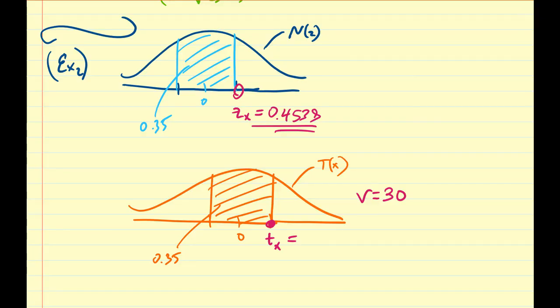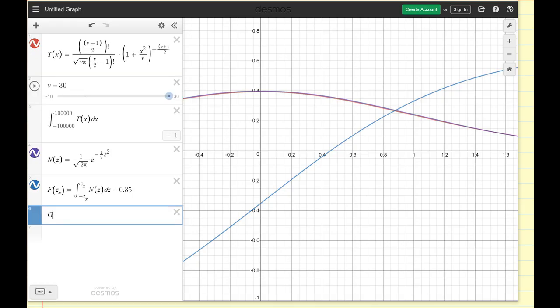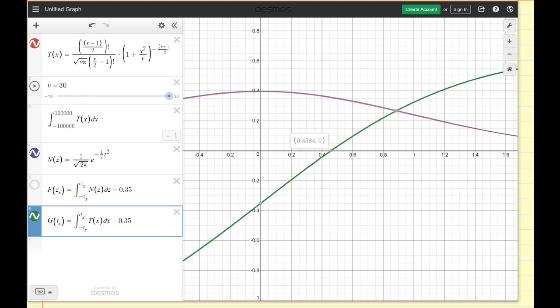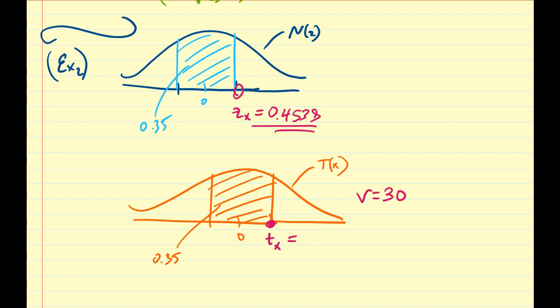Let's see here. Let's define g of t of x. That's going to be equal to the integral from minus t sub x to t sub x of our t distribution t of x. And we want that area to be equal to 0.35. Now let's delete this blue so there's no overlapping regions. So we get this is 0.4584. So we see that there is a real close connection to these values.